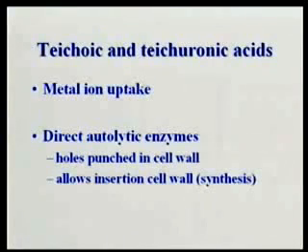Teichoic and teichuronic acids are involved in positive metal ion uptake. And now we're talking about autolysis. Autolysis is not what it says: auto means self, lytic means digest, self-digestive. Bacteria, unlike medical students, are not suicidal. They don't want to kill themselves. Autolysis, unfortunately, is a byproduct of cell wall metabolism, which we will get into in a little bit.